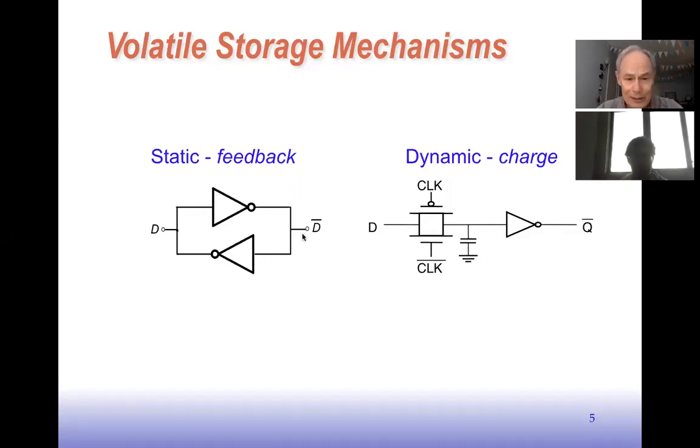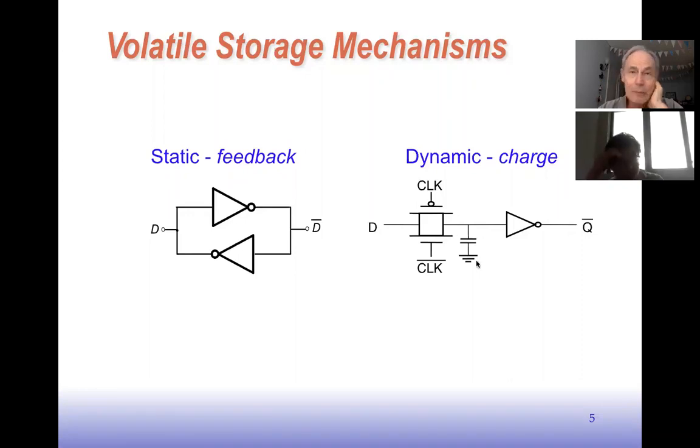Of course, we have to deal with how do we change the state here, and we'll talk about that in a little bit. Dynamic memory uses a different principle. It uses the storage on a capacitive node. So for instance, in this simple circuit here, if we charge this capacitor up to a 0 or to a 1, it will hold that value for a while. Eventually it'll leak away through these transistors and other mechanisms, but it will hold the charge.